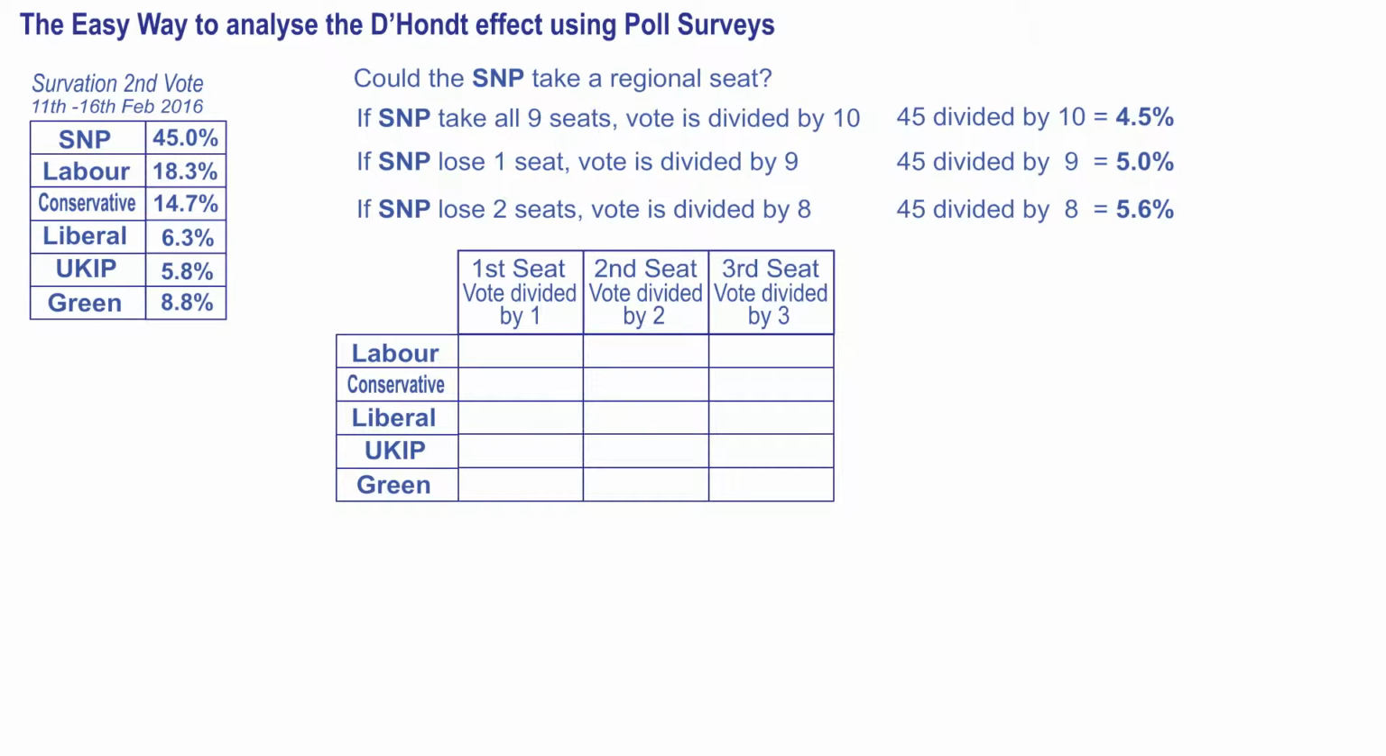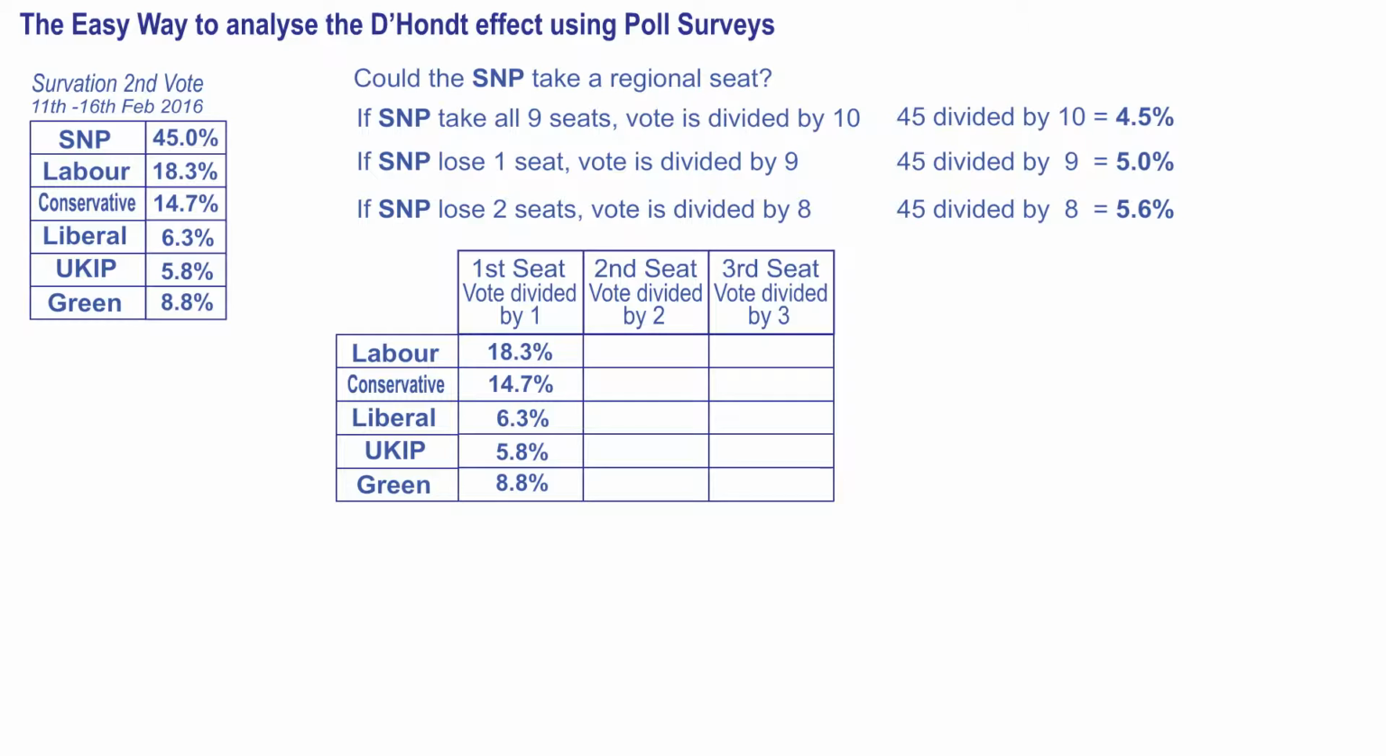Now to look at the other parties, it's best to use a table. I'm assuming that in the table none of the other parties gained a constituency seat. It is easy to look at other cases once the table's drawn. The first column of numbers is the percentage vote divided by the 0 seats so far plus 1, which is the percentage vote divided by 1, which is just their percentage vote. This is the percentage vote that counts to take the first seat.